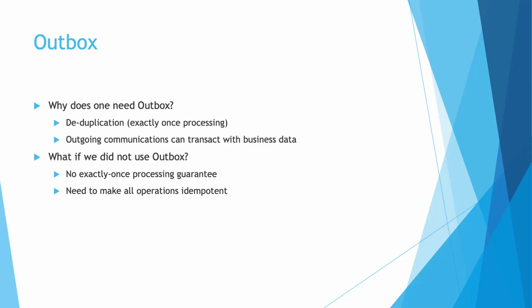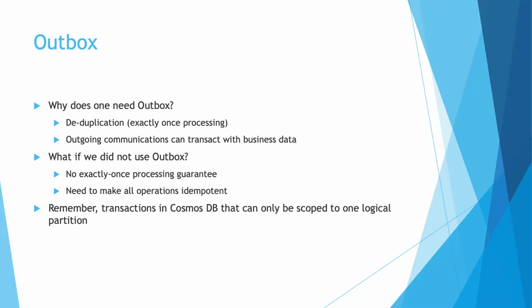And what happens if we don't have Outbox? Well, it's not the end of the world, but we do have some pain to go through. Firstly, we won't have the guarantee that our command handlers or message handlers will execute just once. And further, we need to make all of our operations idempotent, which means that we're going to need to modify our accept method in our quotes to make this work. But since we're using Outbox in NServiceBus, we don't need to worry about that. But an important consideration is that transactions in Cosmos DB, as we mentioned, can only be scoped to one logical partition. So how can we make this work?